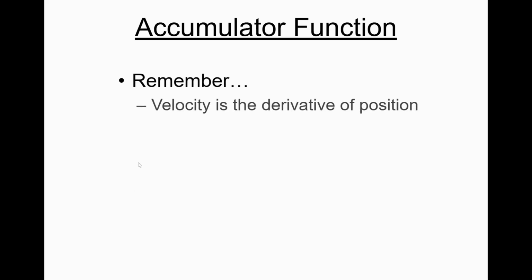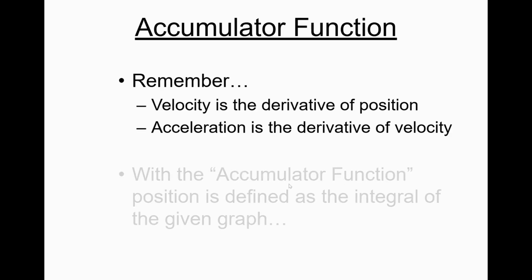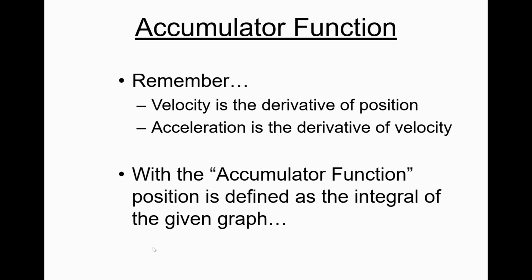Number one, the velocity is the derivative of the position, and the acceleration is the derivative of the velocity. And also, if I integrate acceleration, that's going to get me velocity, and if I integrate velocity, that's going to get me position. With the accumulator function, our position is going to be defined as the integral of the given graph.